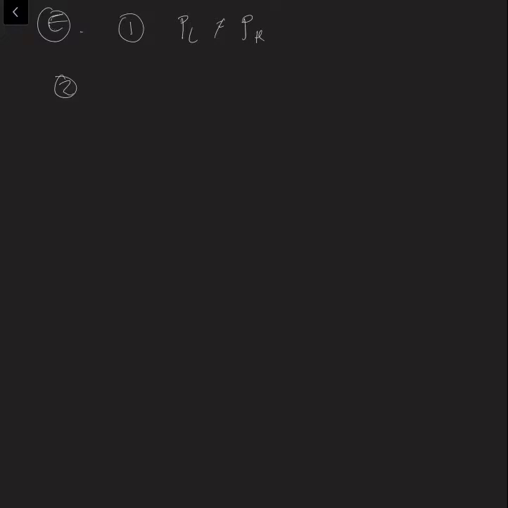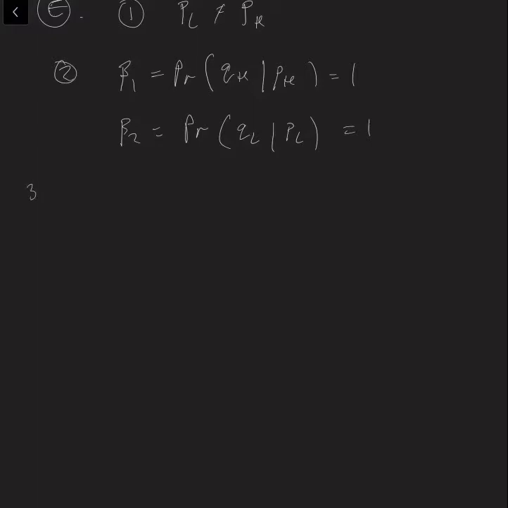The beliefs corresponding to this strategy of Monica's: let beta 1 be the probability the customer places on the flat being a high quality flat given pH has been posted, that is 1. And then beta 2 is the probability the customer places on the flat being a low quality flat given PL was posted, and that is also 1. Okay.